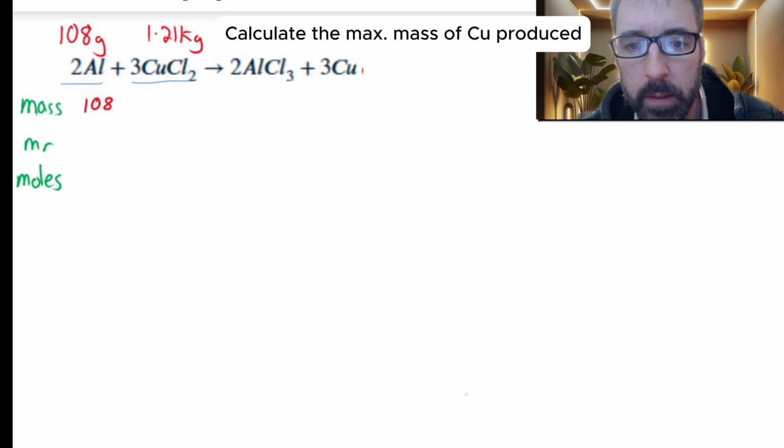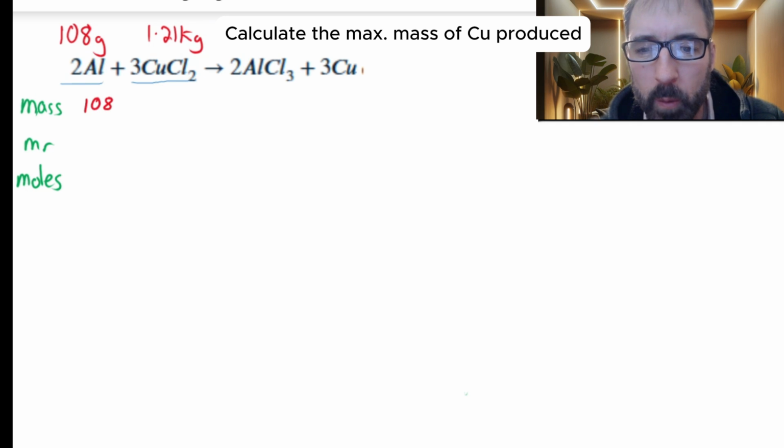108 grams of aluminium. We know we've got 1.21 kilograms of copper chloride. So we know there's 1,000 grams in a kilogram, so we need to convert that into grams so the number of moles is correct. So we literally times that by 1,000 and you get 1,210.